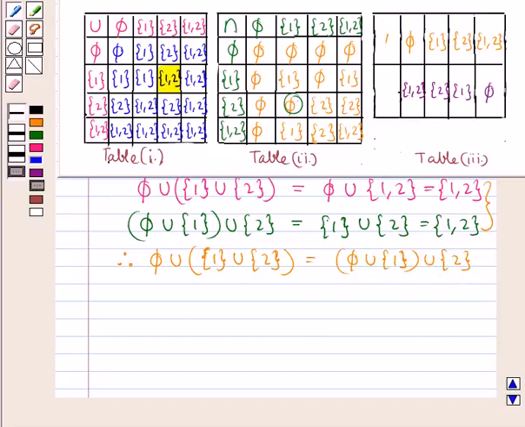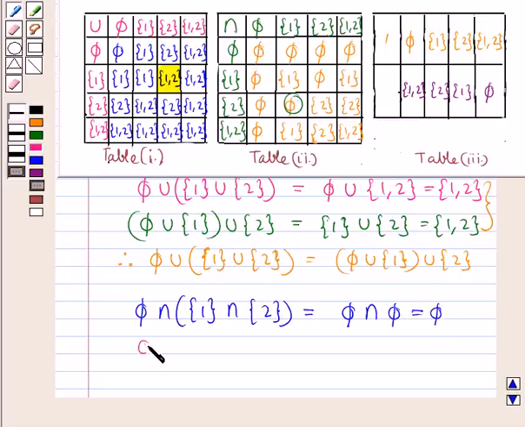Now let's see for intersection. Phi intersection singleton 1 intersection singleton 2. Now this would be equal to phi intersection. Now from table 2, singleton 1 intersection singleton 2 is equal to phi. So now phi intersection phi, from table 2 we have, this is equal to phi.